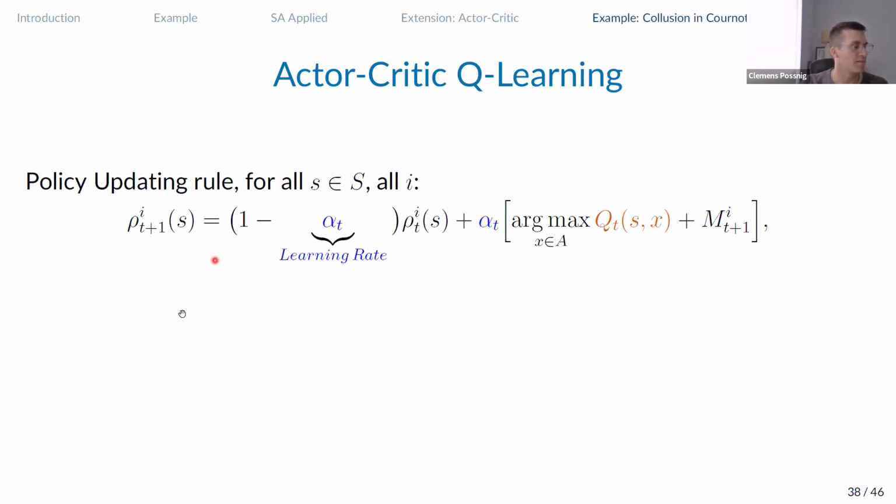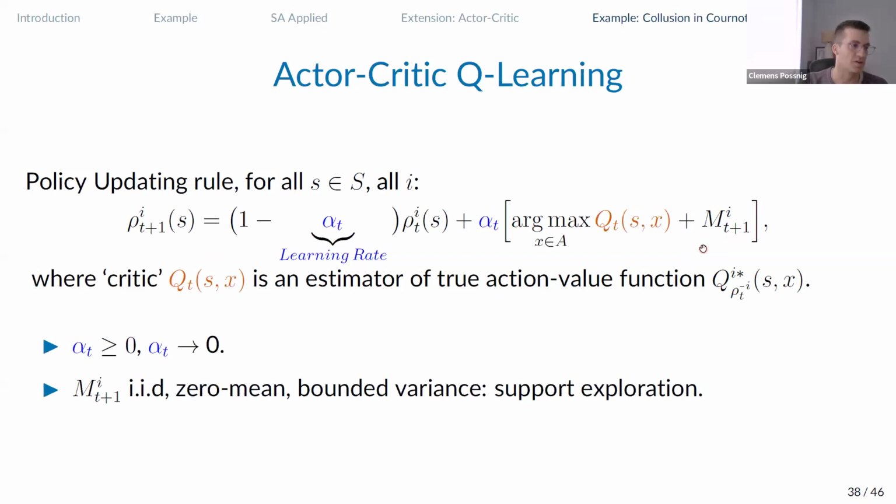Shortly, the policy updating rule would be a convex combination of today's policy and the estimated best response based on your Q_t state-action function, plus some noise term that I introduced to support exploration, which is one way of dealing with learning in continuous action spaces, which we haven't really talked about.